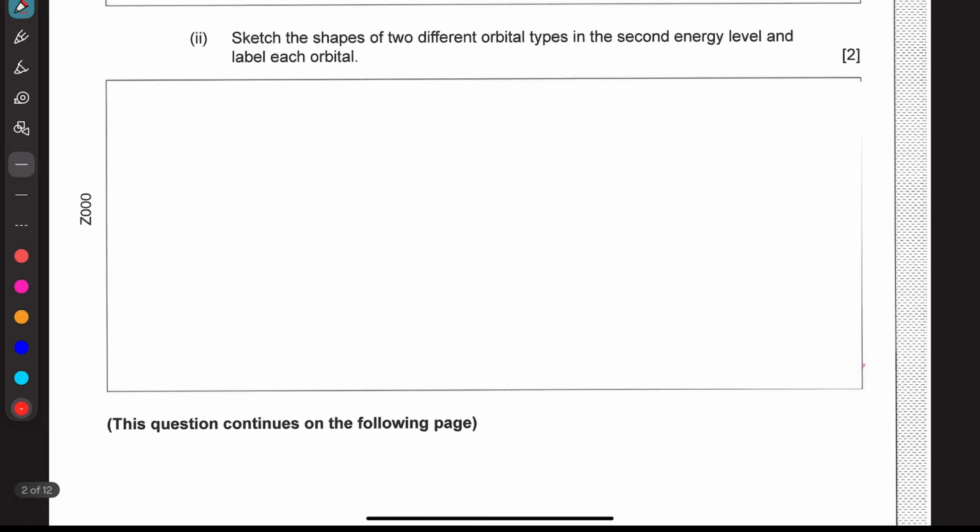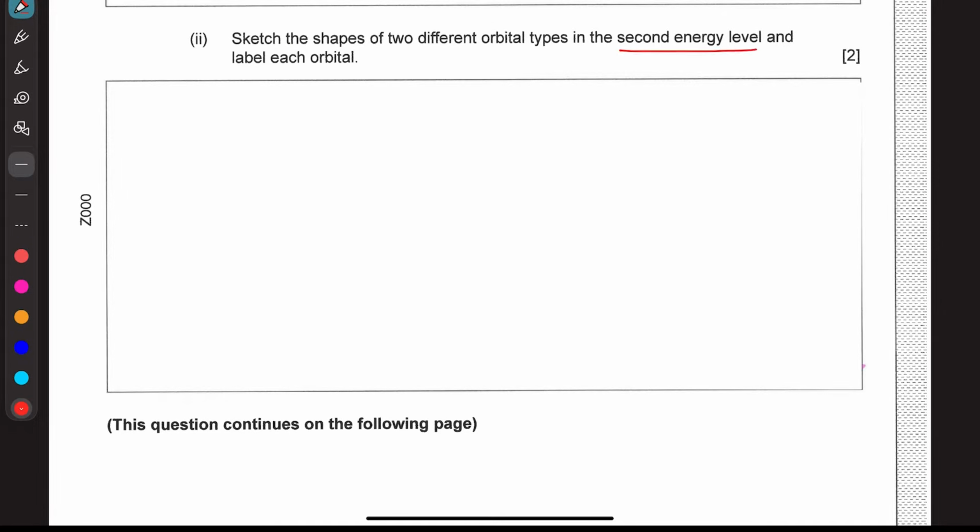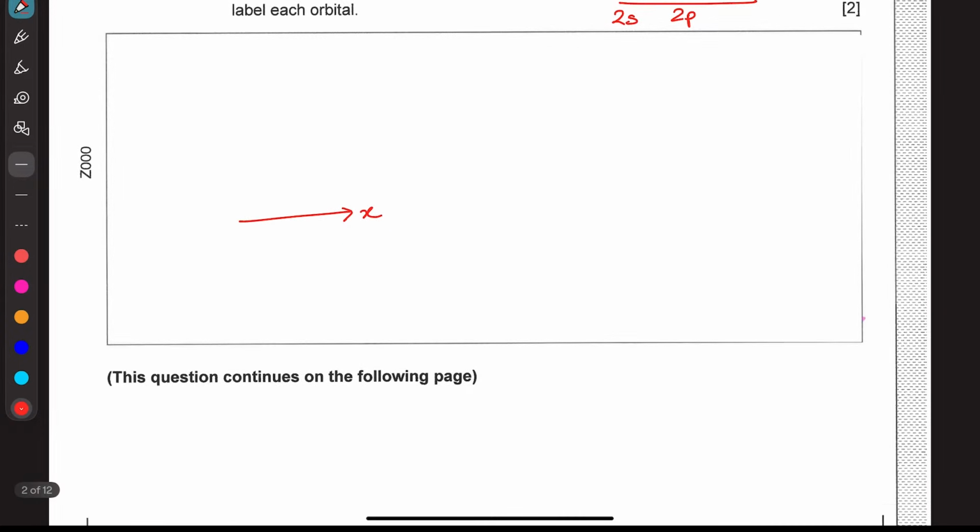Now we have to sketch the shapes of two different orbital types at the second energy level. At the second energy level, we have to draw 2s and 2p. These two are basically subshells. For 2s, let's say this is x, this is y, and this is z. These are the three axes. The 2s orbital will be a spherical orbital, so it will just be a sphere like this. This will be your 2s orbital.